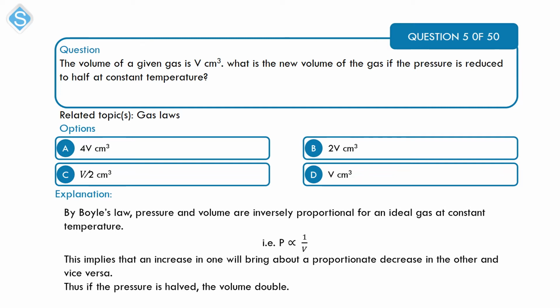So as the question is saying, if the pressure is halved, that means the volume is going to double. Okay, since it is inversely proportional, that makes option B the correct option here.